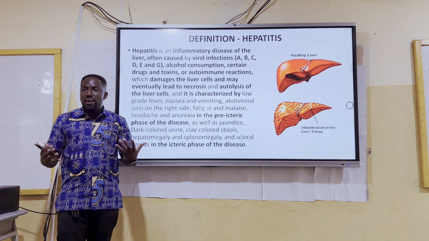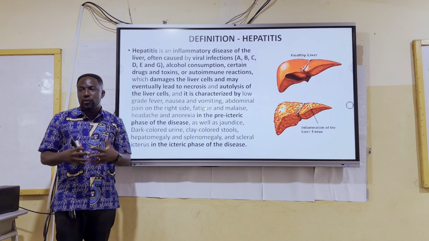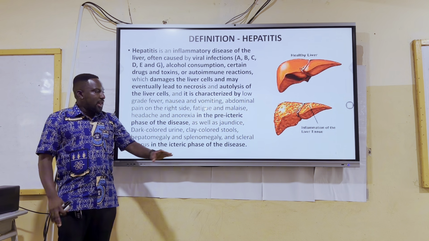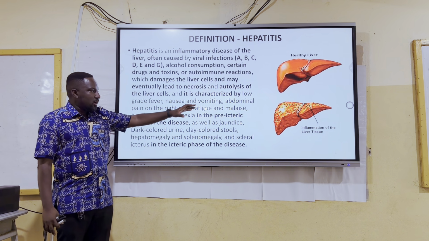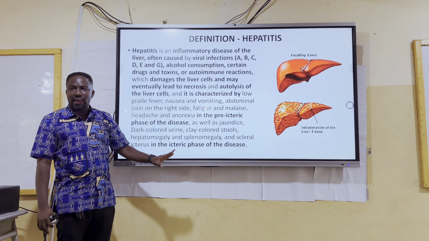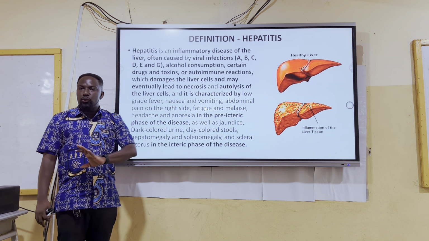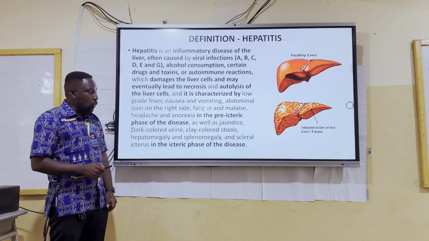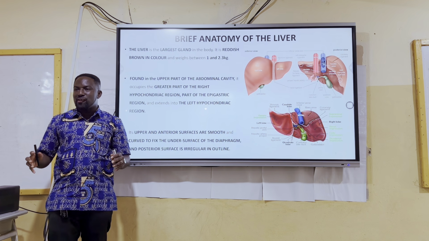So anytime an individual has hepatitis or is being diagnosed of hepatitis, the clinical features can be grouped under two main phases. The pre-icteric phase, where there are the prodromal clinical features, that is the nausea and vomiting, fever, headache, malaise, and all that. And then the icteric phase. So the pre-icteric phase of hepatitis is the stage without jaundice, and then the icteric phase of hepatitis is the stage with what? Jaundice.